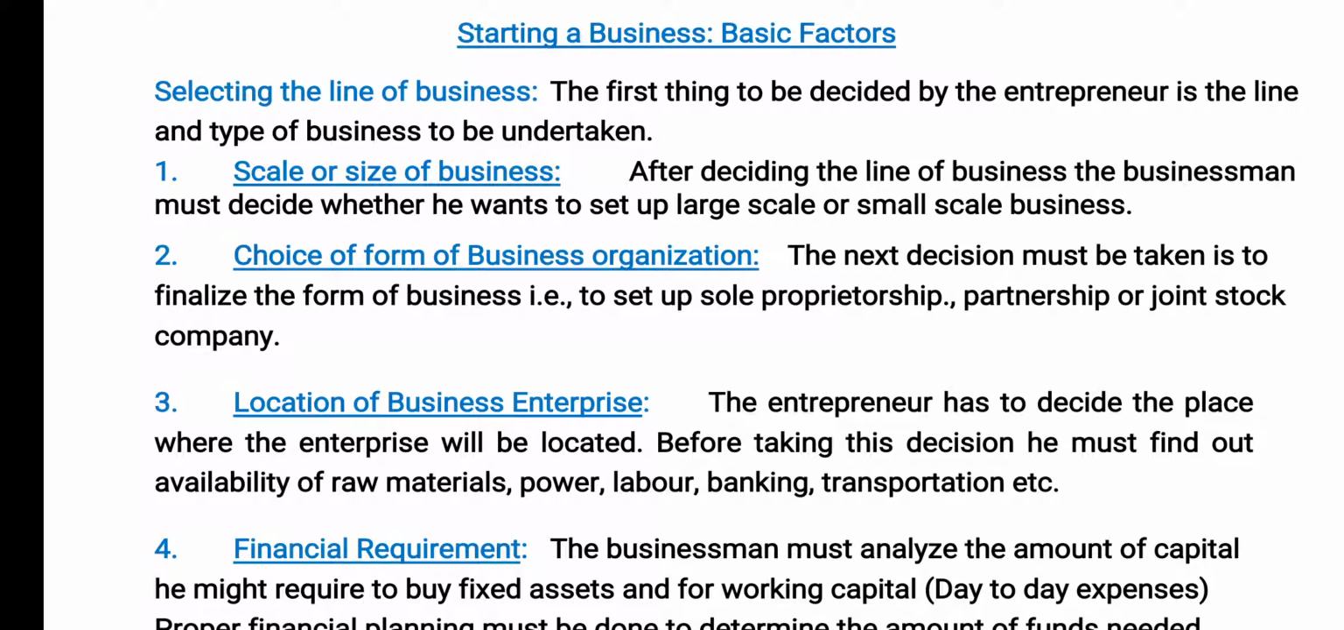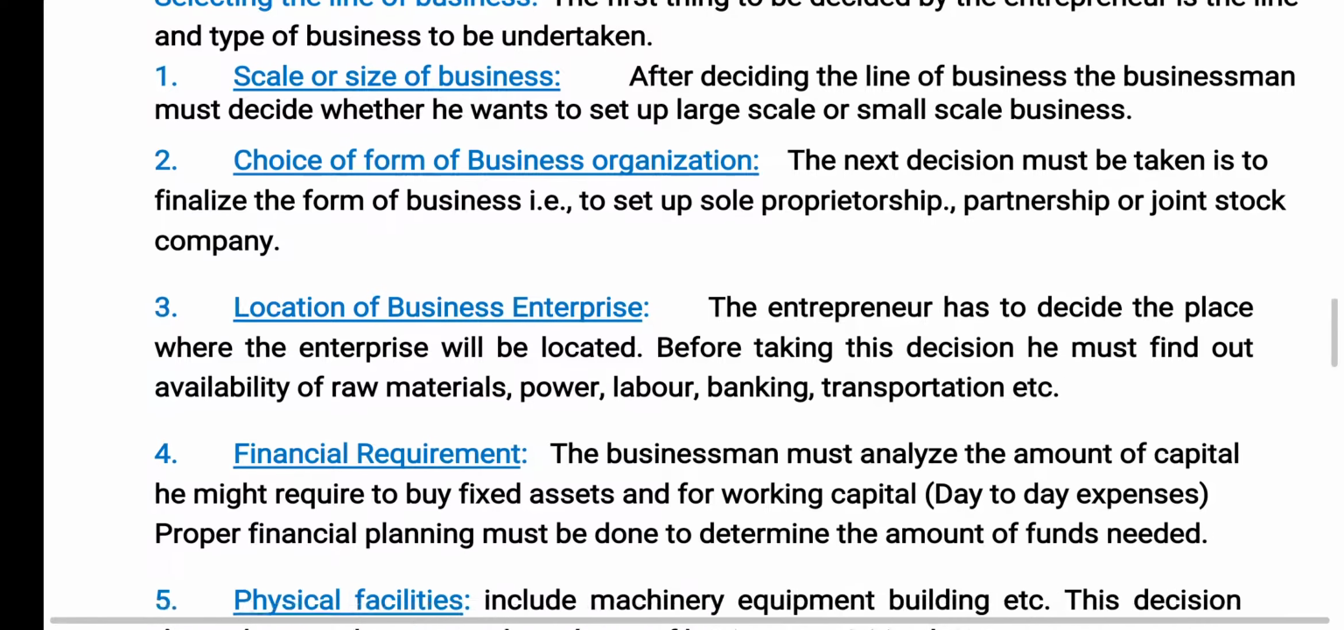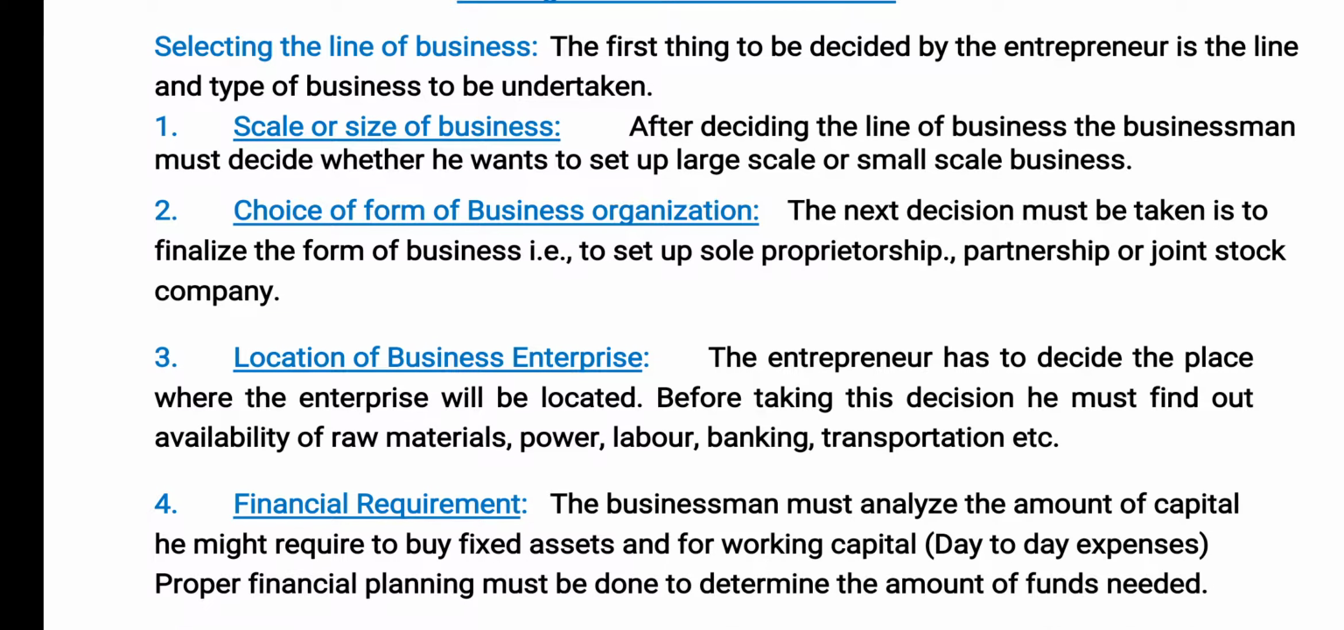First one is scale or size of the business. After deciding the line of business, the businessman must decide whether he wants to set up a large scale or a small scale business. First, he has to decide what type of business he is going to do, whether it should be on a large scale or on a small scale.